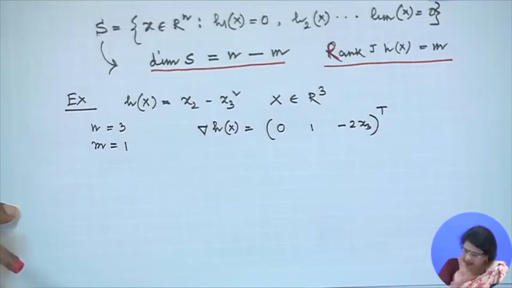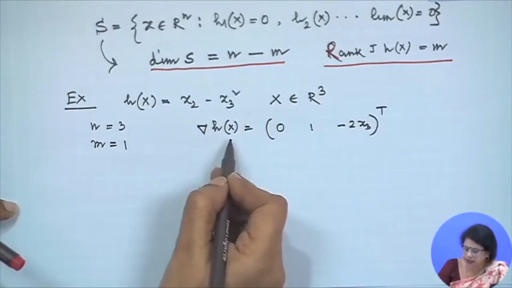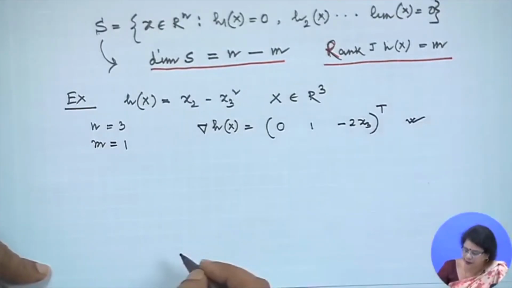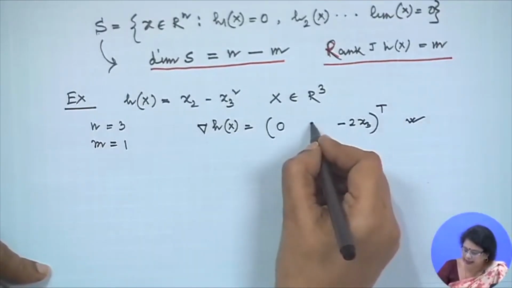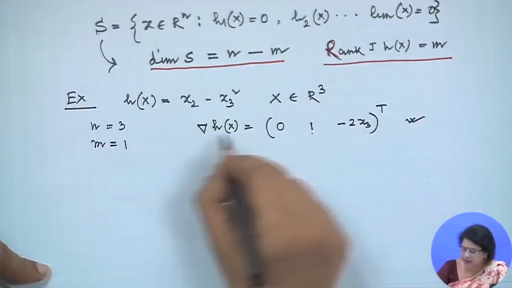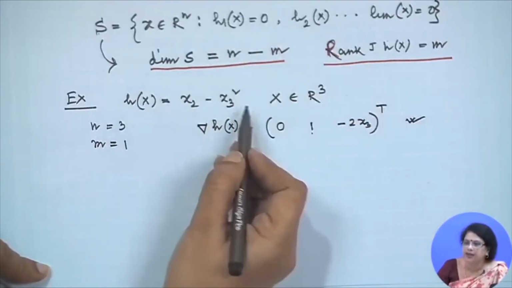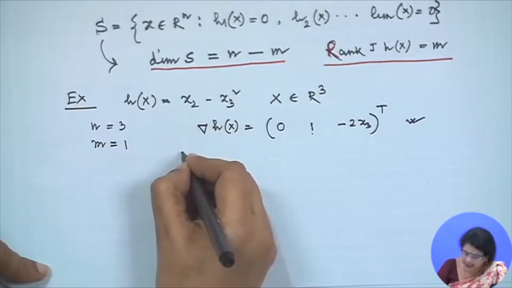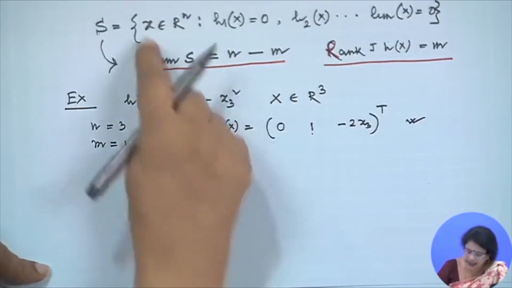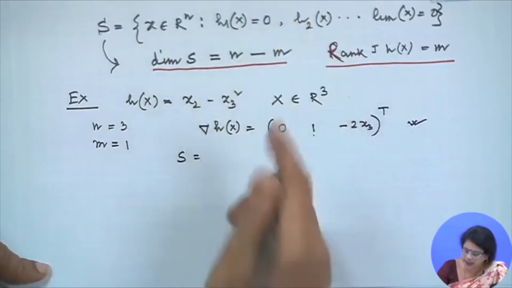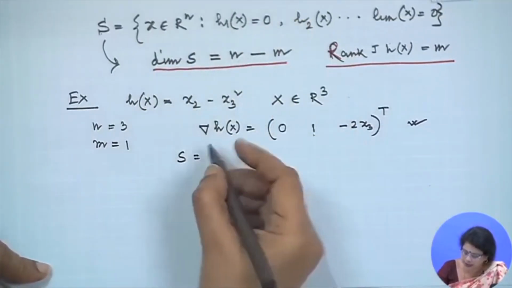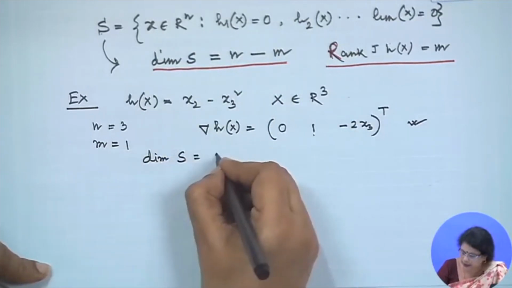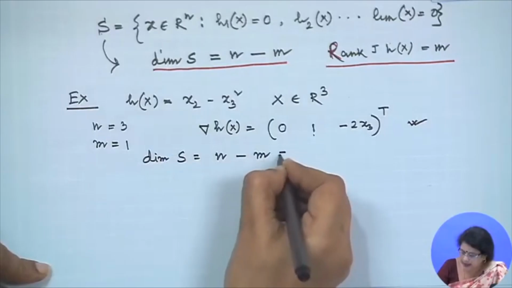Grad of h is this one. What are we getting from here? What is the dimension of this thing? The dimension of this would be 2. That is why we can say that S, the collection of all x which satisfy the constraint, has dimension 2. We can say the dimension of S is equal to n minus m, which is equal to 2.